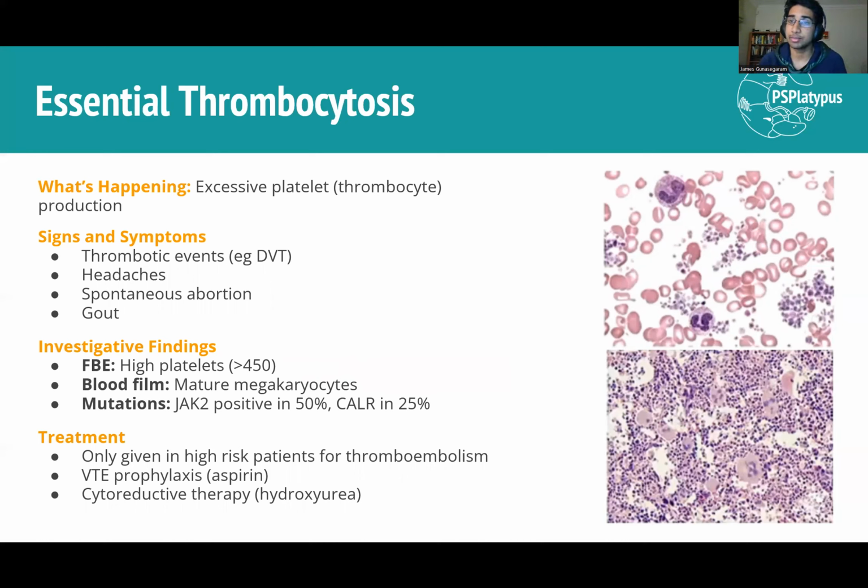So you have too many platelets. What do platelets do? They clot. Therefore, what are you likely to get? Thrombotic events. That's really the biggest one. Spontaneous abortion is big only because you're not going to get it in most of the other questions. In terms of what you find, shockingly, you get a lot of platelets. If you do a blood film, you get mature megakaryocytes. So those are the cells that make platelets. They're overexpressed here, and so you're going to see more of them on the blood film.